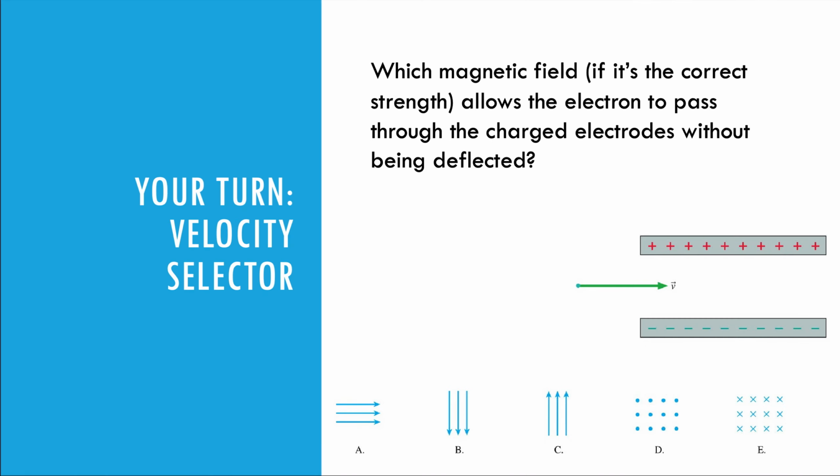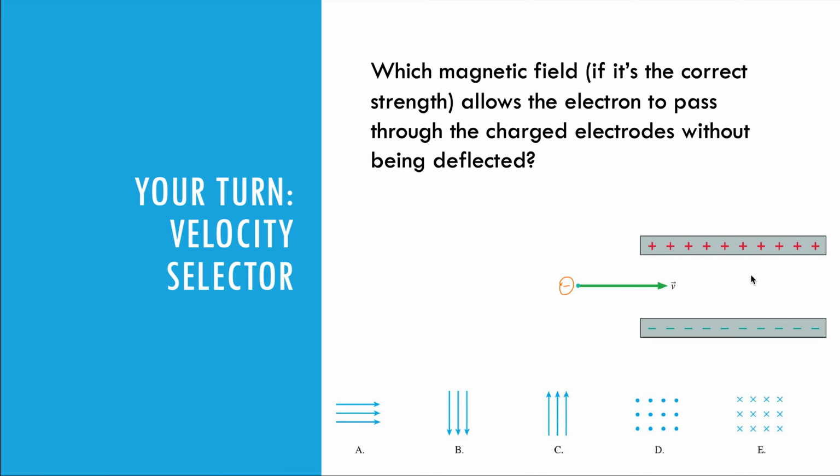Let's look at one your turn. I know I made it seem like the video was done, but we do have one your turn here. It says, which magnetic field, if it's the correct strength, allows the electrons to pass through the charged electrodes without being deflected. So we have to assume that we have an electron here, and which magnetic field is going to allow them to pass through undeflected. So think about it for a second, pause the video, and let's go ahead and take a look at it.